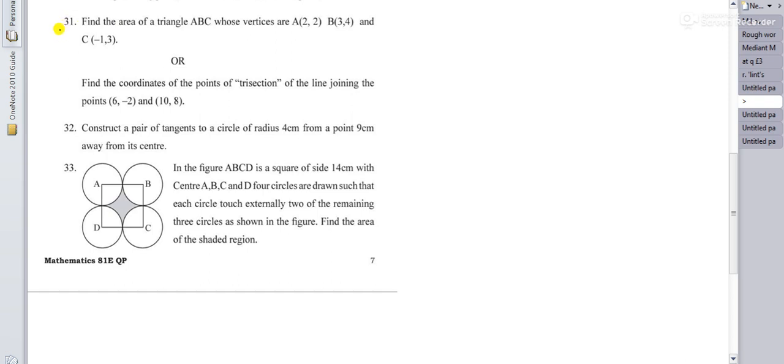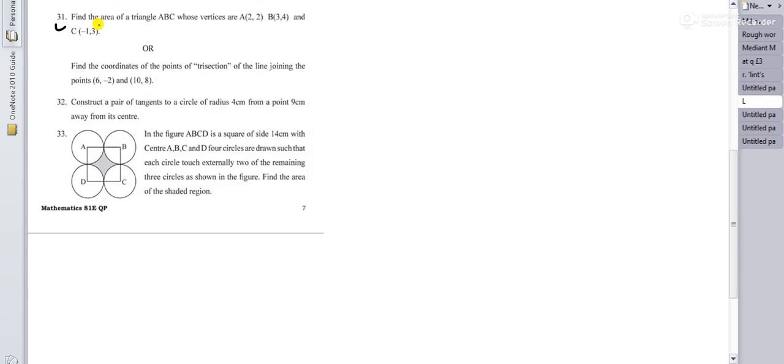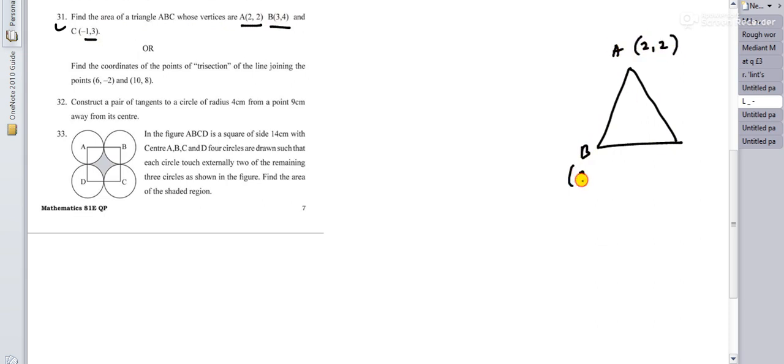So coming to question number 31, what have they given? Find the area of triangle ABC whose vertices are A, B and C. They have given the vertices. So let me write the figure here. Okay, A, B and C. This is 2 comma 2, this is 3 comma 4, and this one is minus 1 comma 3.